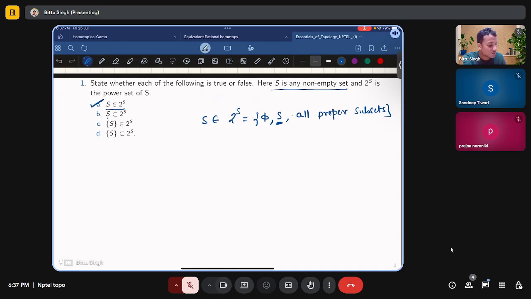Now the question is s contained in 2 to the power s. So this subset notation, it means, so what is the meaning of a subset of b? This means if a belongs to a, then a also belongs to b, right? So the question is s contained in 2 to the power s, is it true? So if this is true, then s should belong to s, but this is not true, right?